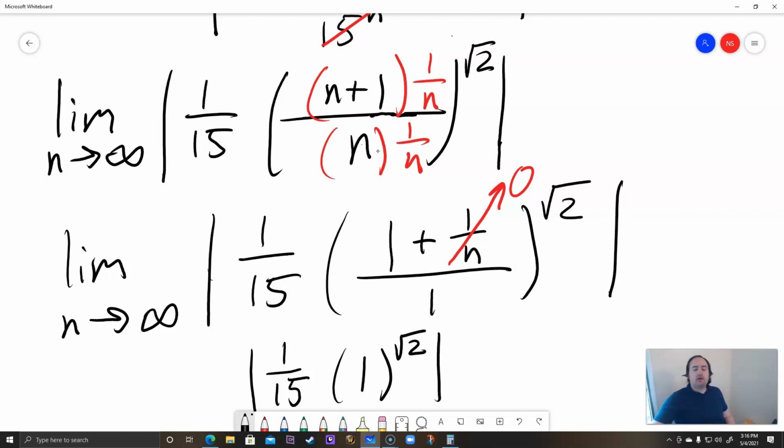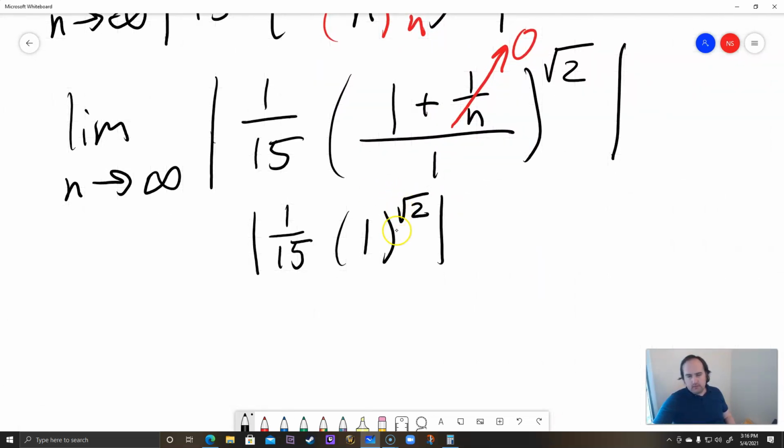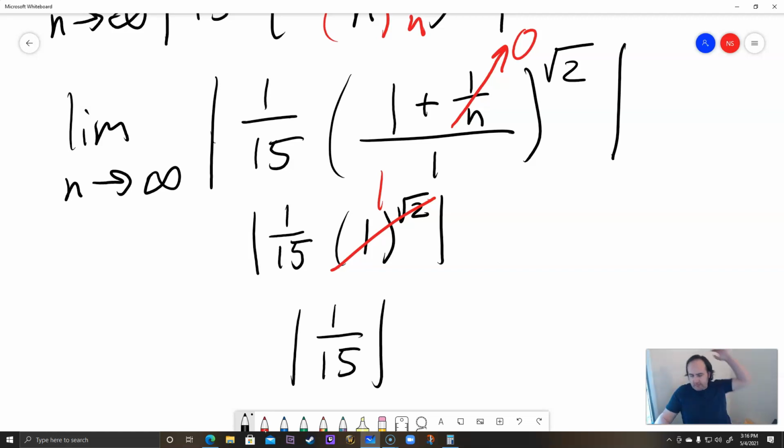This is kind of similar to what happened in an earlier problem. It's just we have this weird exponent of square root of 2. But remember, root 2 is just a real number. It's a decimal, but it's still a number. And 1 to any number is 1. So this right here, 1 to the root 2, that's just 1. So we really just have the absolute value of 1/15. And because 1/15 is already positive, the absolute value doesn't do anything. So our answer is going to be 1 over 15. And that's our L. That's the limit.